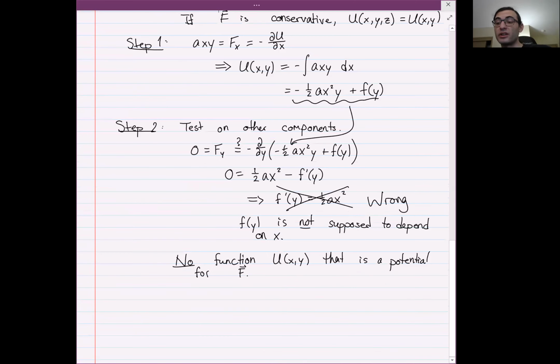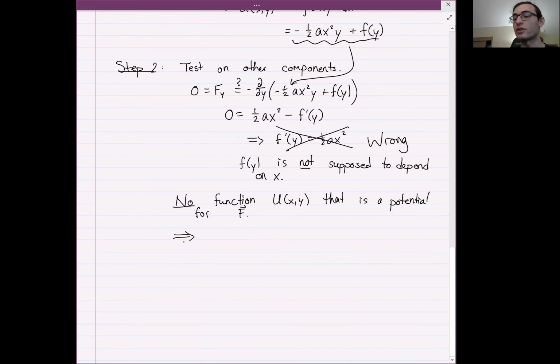So the point is, f prime of y, if f prime of y was, say, 1/2 a y squared, then it would work, because there are functions whose derivative is 1/2 a y squared. There are functions that depend on y whose derivatives depend on y squared. We can't really do a demonstration of this with gravity, because gravity is conservative. It won't work. It'll just spit out the potential energy function.